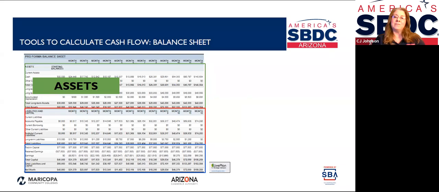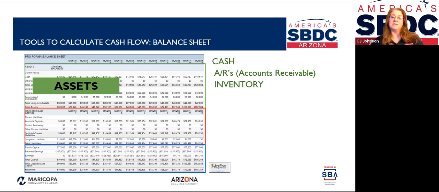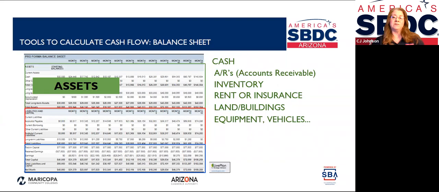Assets, some of the common line items, and besides line items, they're also called chart of accounts. In the assets section, could be cash, it could be accounts receivable, and that's who owes you money. It could be inventory or prepaid items such as rent and insurance. It could also carry your land and building or equipment, vehicles, those type of things.